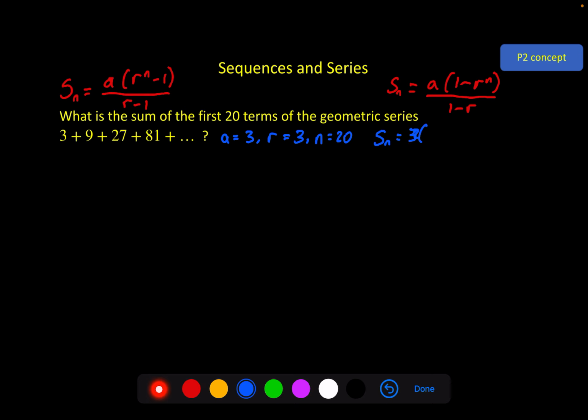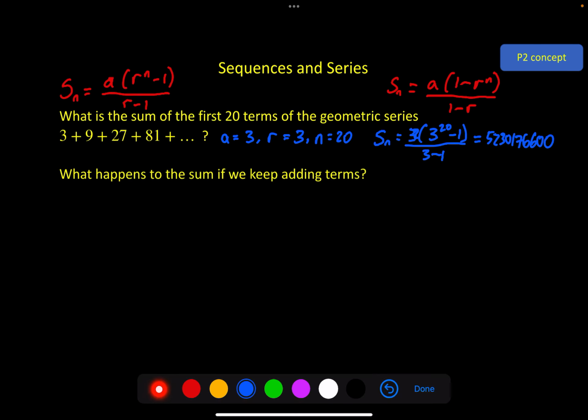So we've got 3 times, I'm going to use the formula on the left, so 3 to the 20 minus 1 divided by 3 minus 1. And that is going to be a big number because of that 3 to the power of 20 minus 1, divided by 3 minus 1, which is 2. That is a big number, 5,230,176,600. Huge number.